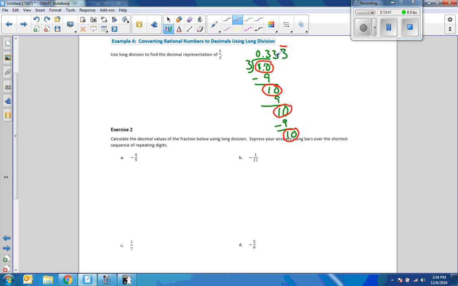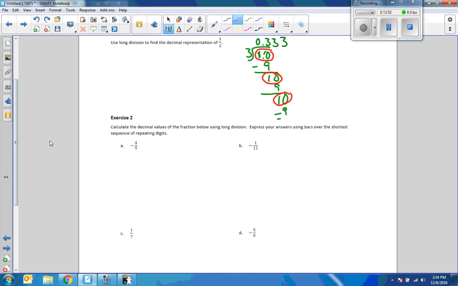1/3. Okay? Now let's get this out of the way so we can read the next question. So this is exercise 2. Calculate the decimal values of the fraction below using long division. Express your answer using bars over the shortest sequence of repeating digits.